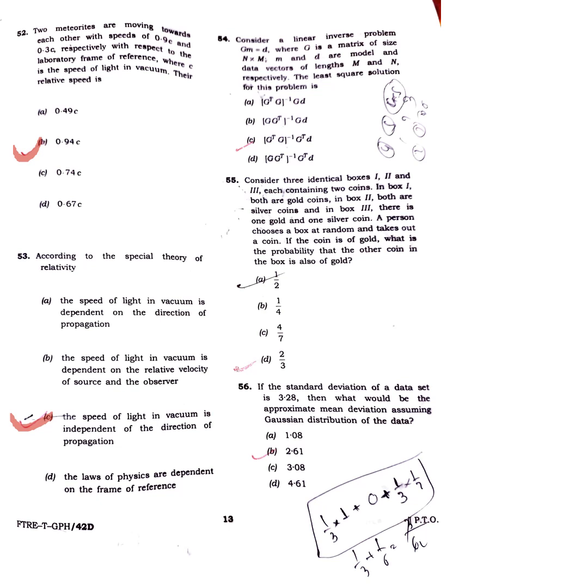Consider the linear inverse problem Gm equals d, where G is a matrix of size n cross m. Okay, m and d are model and data vectors of length m and n. So C.